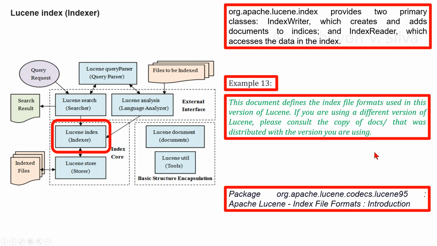Now we are considering the introduction to the Apache Lucene index file format in package org.apache.lucene.codecs.lucene95. Here we define the index file format used in this version of Lucene. If you are using a different version of Lucene, please consult a copy of the docs that was distributed with the version you are using.